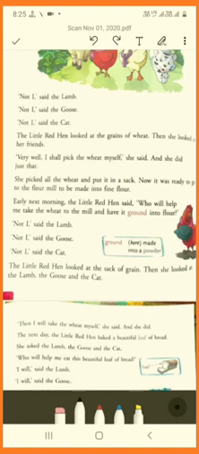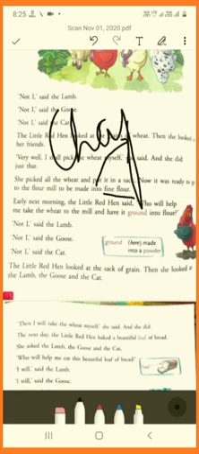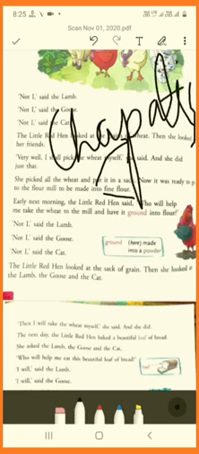So she picked all the wheat and put it in a sack. Now it was ready to go to the flour mill to be made into fine flour. After making fine flour, she could use it to make chapatis and whatsoever she likes. So the little red hen was very hardworking. From the way she carried out her activities, we can clearly state, right?